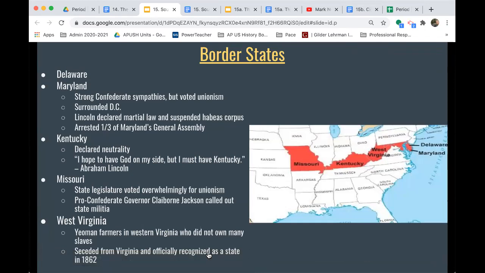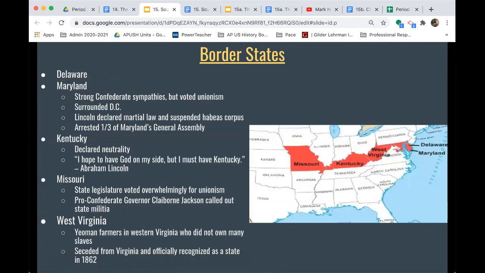Now, there are 4 states that have slaves that actually don't leave the Union. Delaware has like 12 slaves at this point. They're right there, the tiny little state east of Washington, D.C. They're not worth knowing a whole lot about. So they stay in the Union. But the 2 really, really big ones are Maryland and Kentucky.